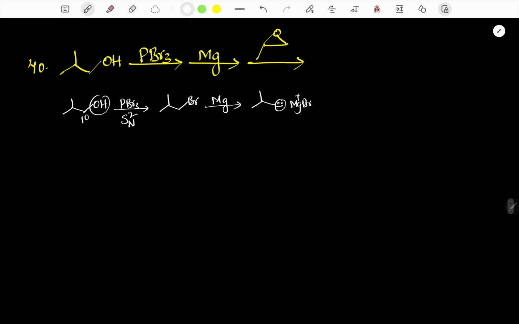Now this Grignard reagent is treated with epoxide, and we know that Grignard reagent acts as a nucleophile. So here there is a primary carbon and a secondary carbon, and it is SN2 type of reaction. So the nucleophile attacks at the primary carbon, ring opening takes place. Now after acidification, it forms the corresponding secondary alcohol like this.